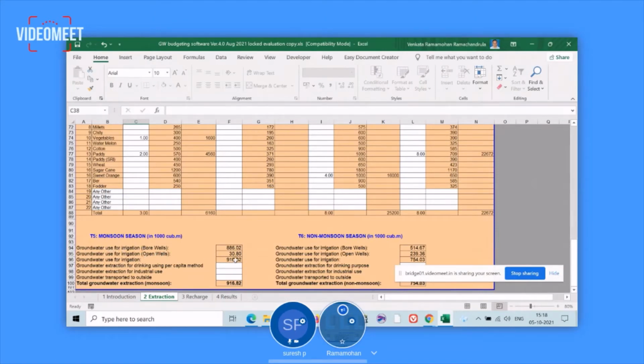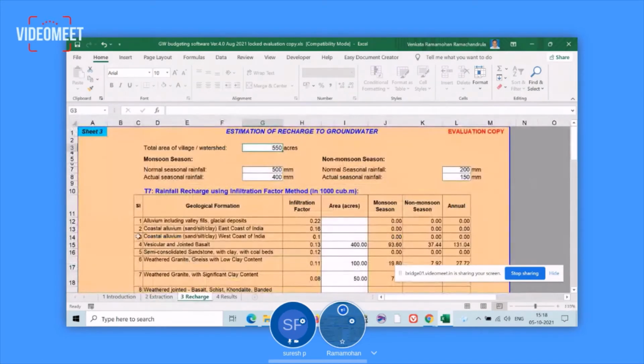So the total irrigation usage is this much, and to that you can add the drinking water requirement and the industrial requirement, all quantified and put here. That becomes the extraction side of the groundwater budgeting.